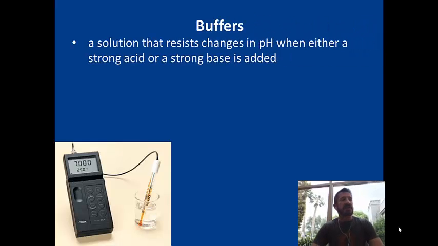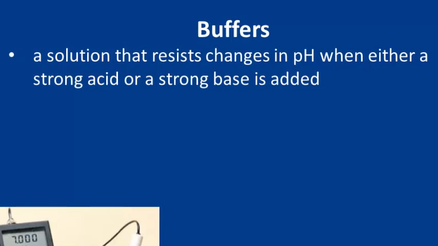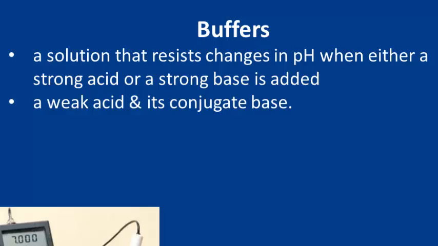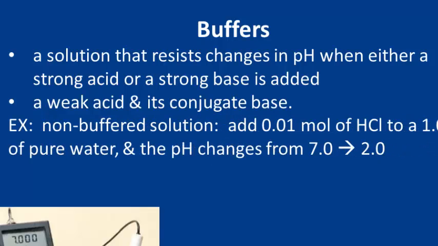A buffer is a solution that resists changes in pH when either a strong acid or a strong base is added. Now, what composes a buffer? A buffer has two components, a weak acid and its conjugate base. So those are the two parts of a buffer. Now, how does a buffer work?